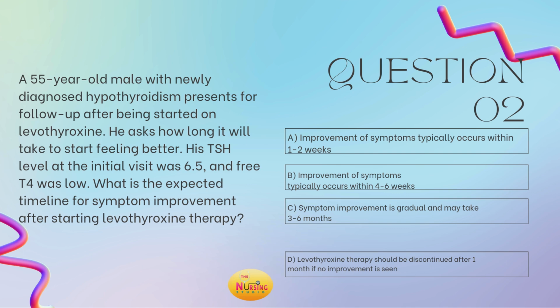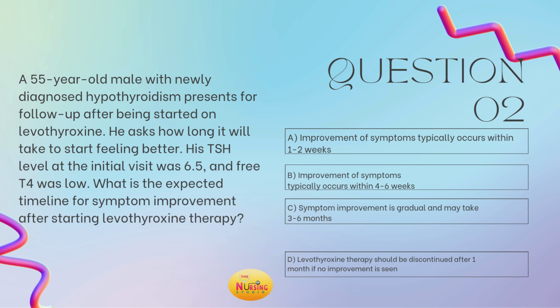A 55-year-old male with newly diagnosed hypothyroidism presents for follow up after being started on levothyroxine. He asked how long it will take to start feeling better. His TSH level at the initial visit was 6.5 and free T4 was low. What is the expected timeline for symptom improvement after starting levothyroxine therapy?